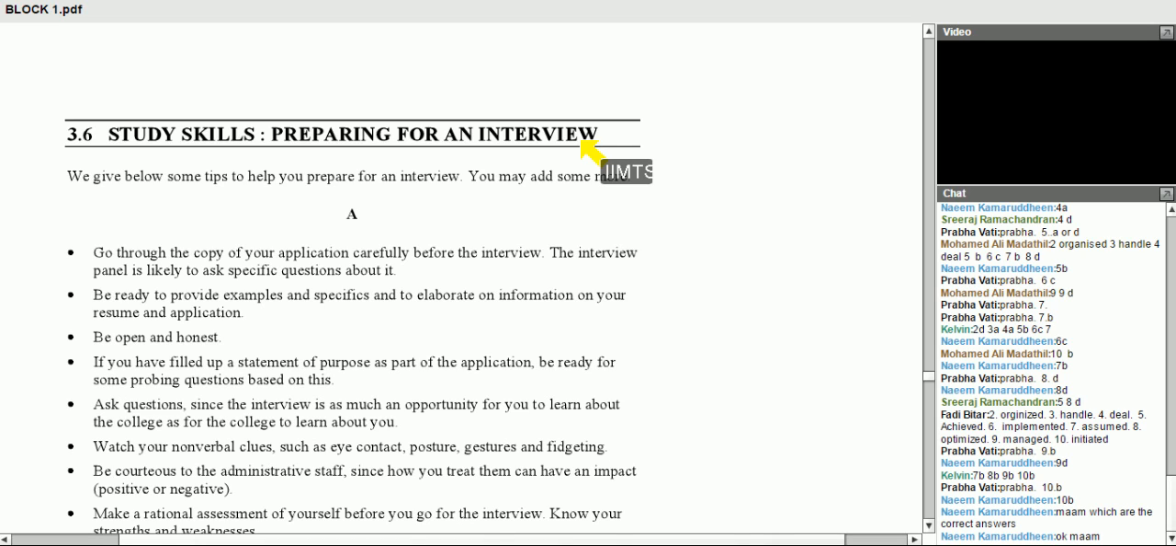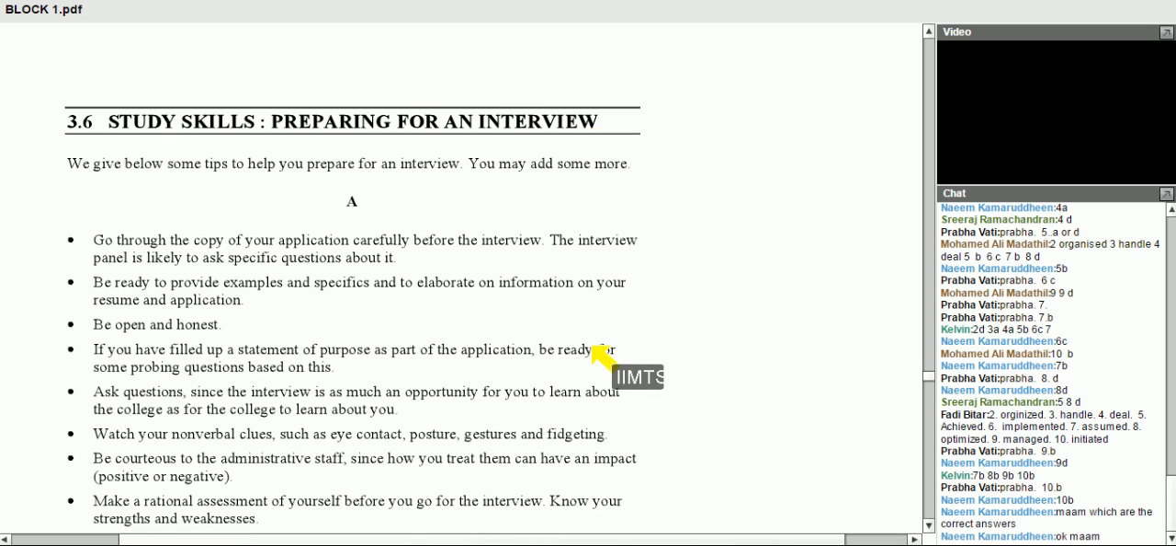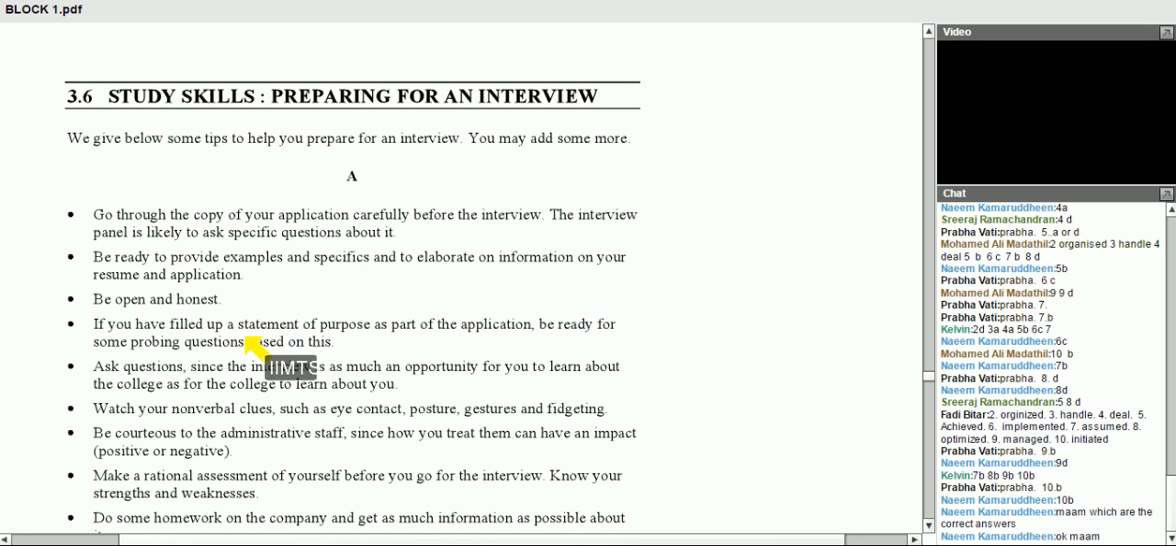Be precise and confident, but don't sound overconfident and don't lie to them. And don't boast about yourself. This should not be done. If you have filled up a statement of purpose as a part of the application, be ready for some probing questions based on this. Ask questions, since the interview is as much an opportunity for you to learn about the college as for the college to learn about you.